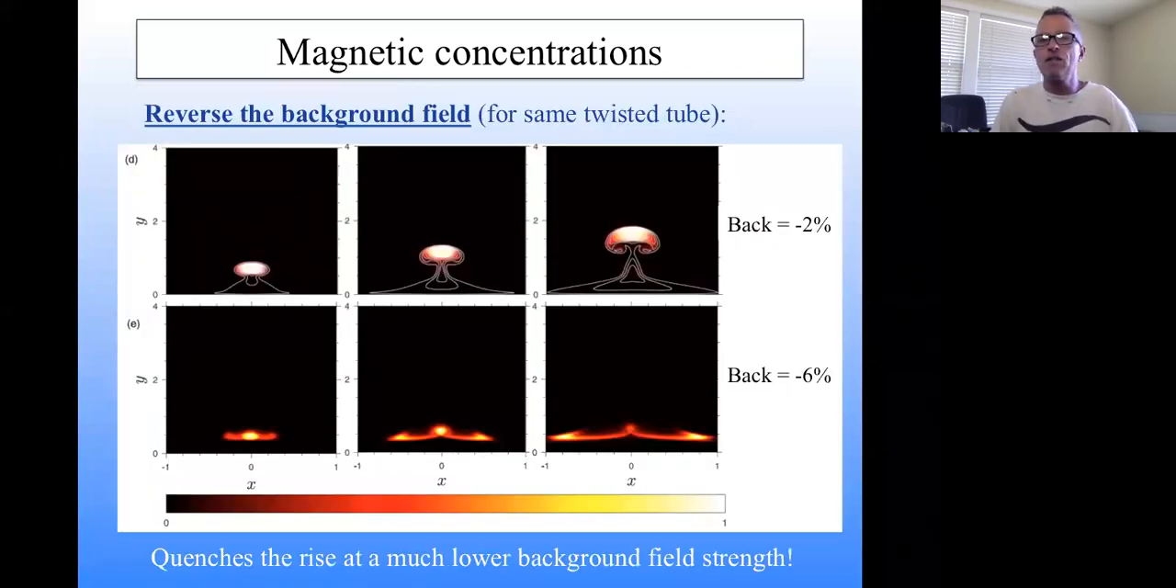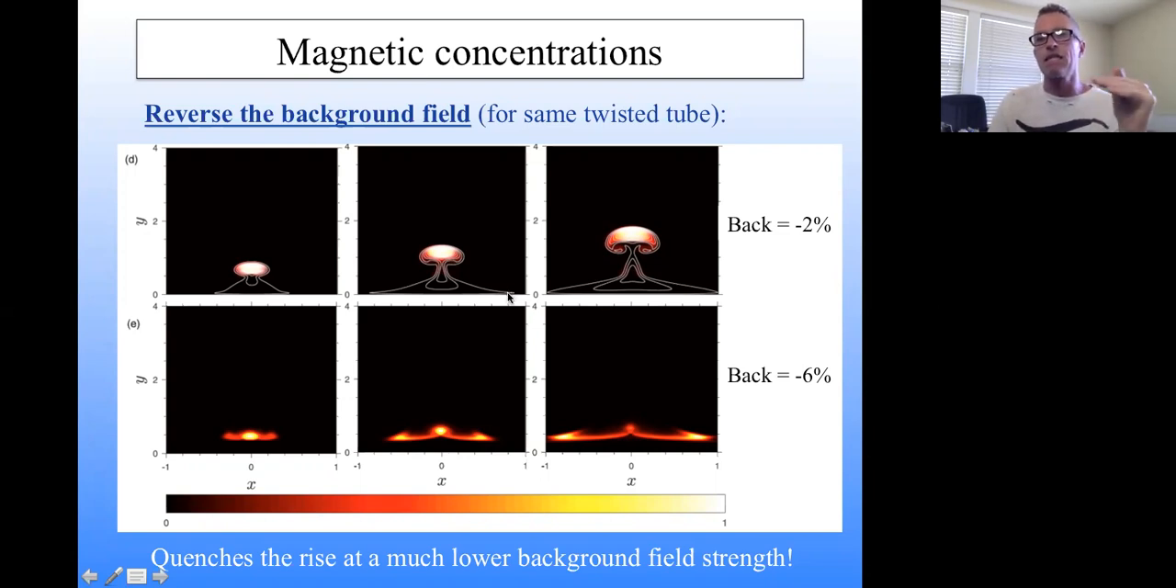An even more interesting thing is, if I take this particular flux tube and I just reverse the direction of the background field, so instead of going from left to right, it goes from right to left, then we get different behavior. The rise is quenched from much less strong field in the background when I reverse it. Now, there's one thing I didn't tell you here, which is that to make this tube rise initially, it has to be twisted. So it has a sense of direction, this tube. So you may want to just say, well, reversing the background field is exactly the same. It doesn't make any difference.